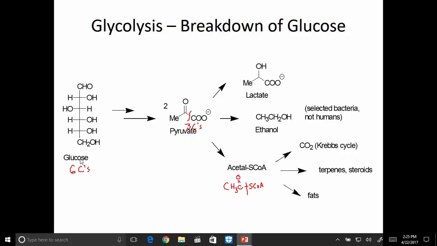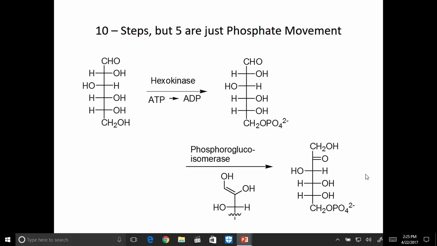Okay, so you've heard the term sugar turns into fat. Here's what it does. Glucose goes to pyruvate, which goes to acetyl-SCoA and builds up into fat. Of course, if you're exercising, it'll all go this way to CO2 and energy, and a smaller amount of it goes into making steroids and related molecules.